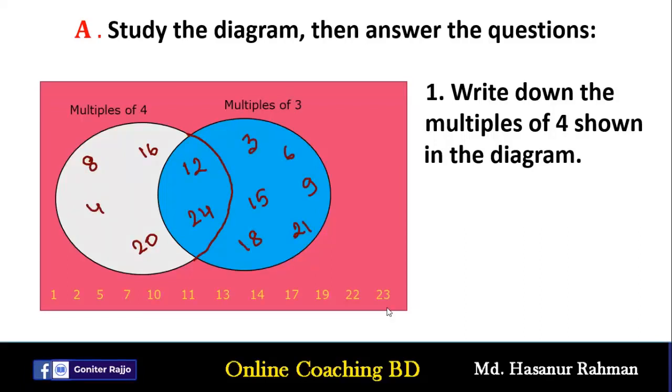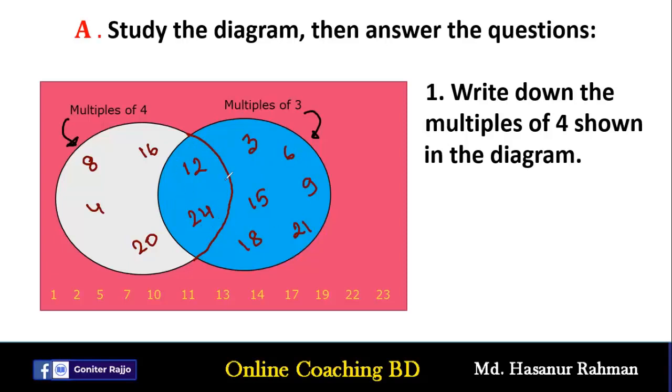Number 8 says study the diagram, then answer the questions. Here you will get 6 questions, so we have to solve one by using this diagram. At first, if I look at the first diagram, this circle represents multiples of 4 and this circle will represent multiples of 3. So from this diagram, we can see that multiples of 4 are these numbers, multiples of 3 are these numbers.